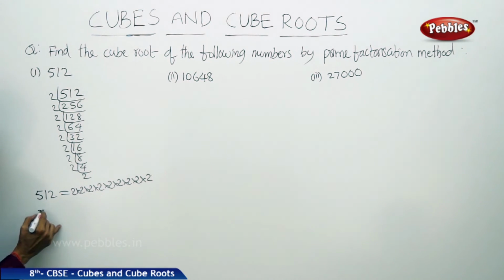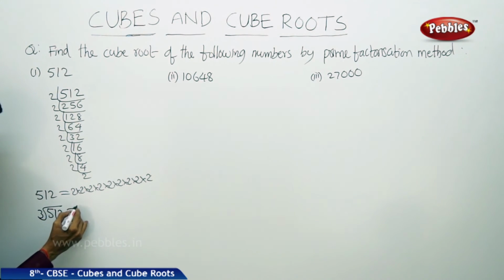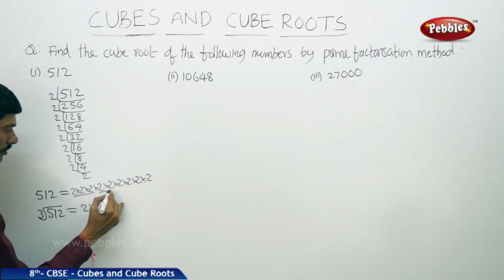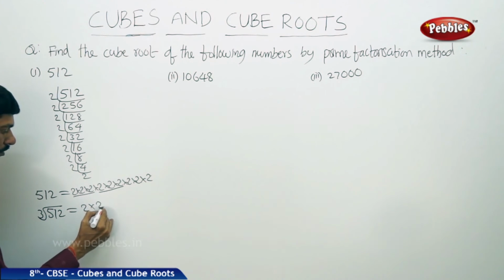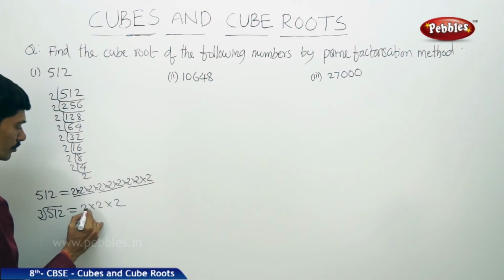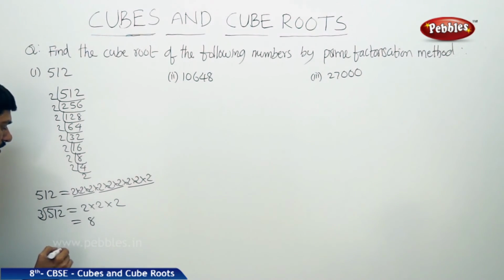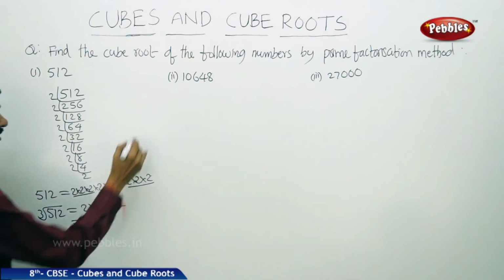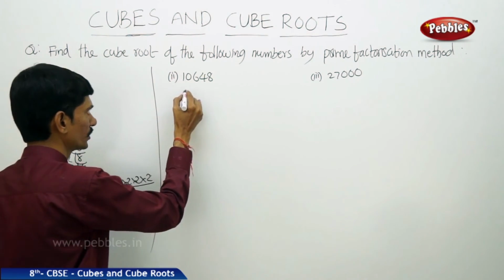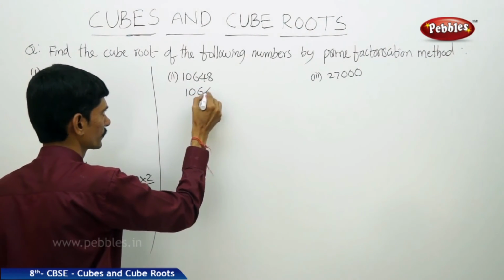Now the cube root of 512 equals: for these 3 2s we can take one 2, for these 3 2s we can take one 2, and again for these 3 2s, 2. So 2 2s are 4, 4 2s are 8. So 8 is the cube root of 512. Next, 10,648. We will factorize this number.